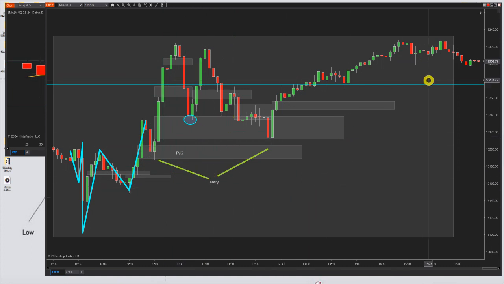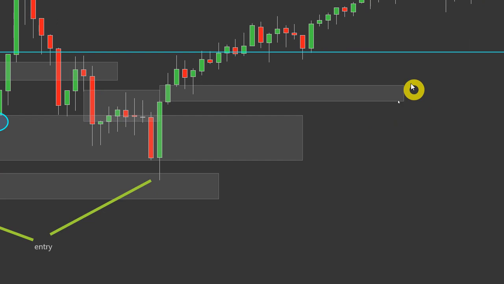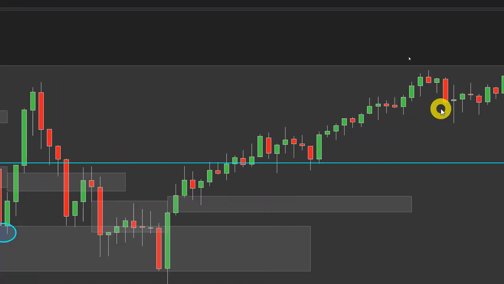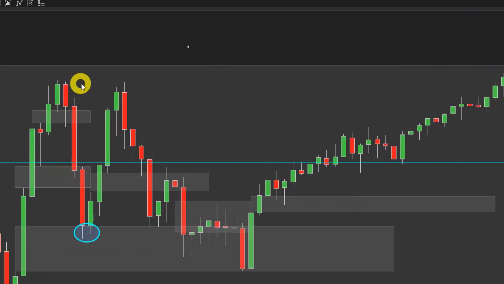All righty, so let's look at the other potentials. This is a 5-minute chart. This is a fair value gap that worked out pretty good, if you get in early enough and you believe it's going to go take out the highs. It didn't quite take out the highs, but maybe it did.